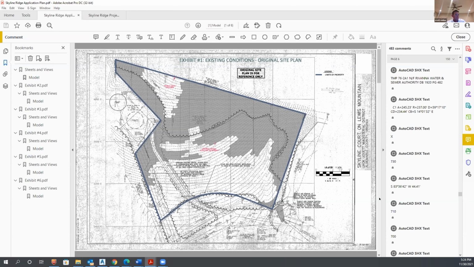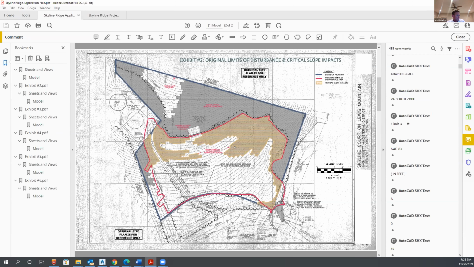And we have the documentation from the county on that approval of the critical slopes. And that's what gave them the ability to go in and start the project as well. This kind of highlights that a little bit better. The red is the limits of disturbance associated with that approved site plan, and the orange was the approved critical slope impacts.